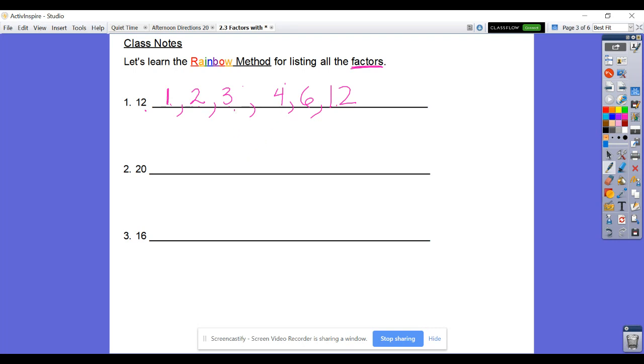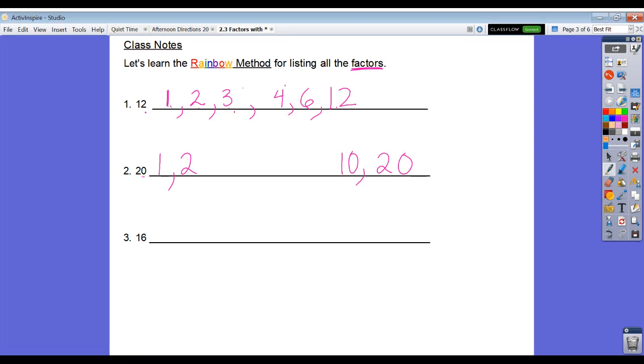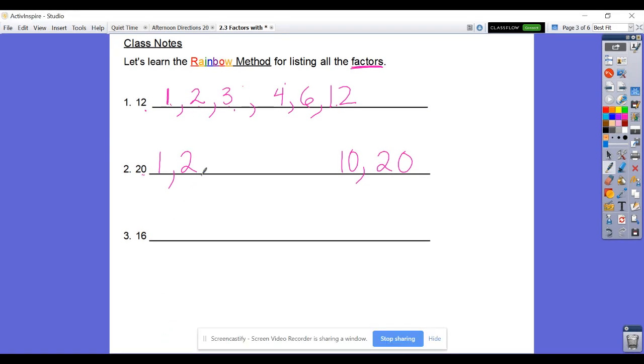Let's go ahead and try this with 20. So we're going to go in order. Is 1 a factor of 20? Yes, 1 will always be a factor. This is the easy one. 1 times 20 would equal 20. Now we ask ourselves, is 2 a factor? Yes. 2 times what? Do you know? 10. 2 times 10 would be 20. Then we ask ourselves, is 3 a factor of 20? You could look at your multiples of 3, think about your multiples of 3. It's not going to be a factor. So then we have to skip that one, go to 4. Is 4 a factor of 20?